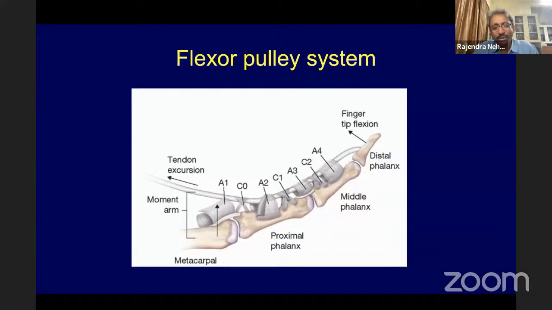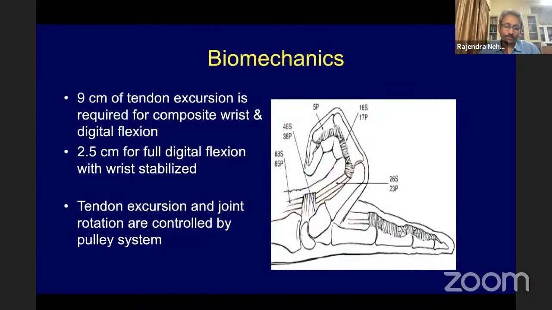Then you have to take care of the flexor pulley system. We all know the anatomy of the pulleys. I will not go into detail, but out of these pulleys, A2 and A4 are the most important because they prevent bowstringing of the flexor tendon when it is flexing. So it is important that you locate these pulleys A2 and A4 and try to keep them intact, so that you get a good result of the flexor tendon.